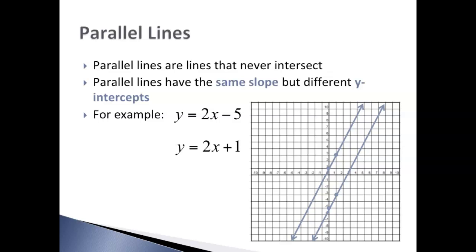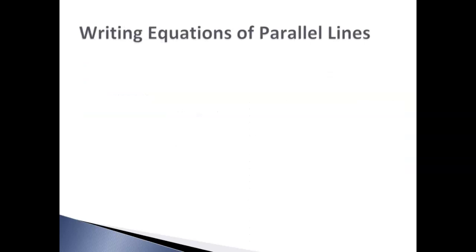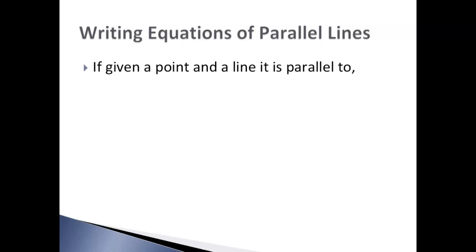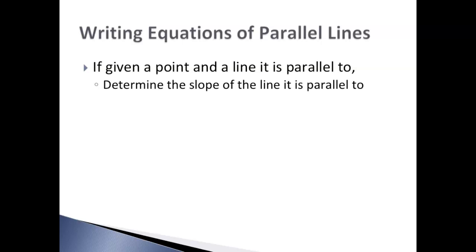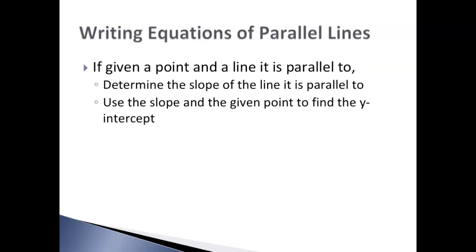Now, how do you go about writing equations of parallel lines? Well, if you're given a point and a line that it is parallel to, you can determine the slope of the line it is parallel to. It's easy to see that if it's in slope-intercept form, you'll know what the slope is. If it's not, then put it into slope-intercept form to determine what the slope of the line that it's parallel to is. Then you'll use that slope and a given point to find the y-intercept. Once you have the y-intercept as well, then you're able to write the equation.